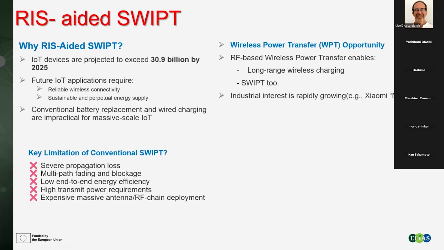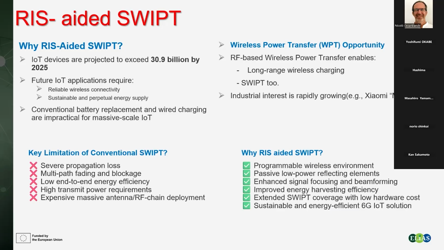And if we use SWIPT only, it will suffer from severe propagation loss, multipath fading, and low end-to-end energy efficiency. And of course, a large number of antenna elements is expensive, so the complexity will increase. So we use RIS-aided SWIPT to provide a programmable wireless environment, to enhance signal focusing and beamforming, and of course to improve the energy harvesting and to extend the SWIPT coverage with low hardware cost.